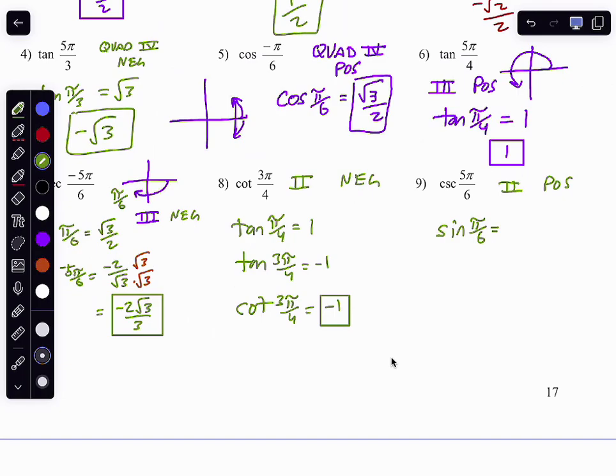Okay, this one. I am going to do the sine of pi over 6, which is a half. It's a quadrant 1 value, so it's positive, and so the sine of 5 pi over 6 is also 1/2. And so the cosecant of 5 pi over 6 is just 2. Did you have 2?